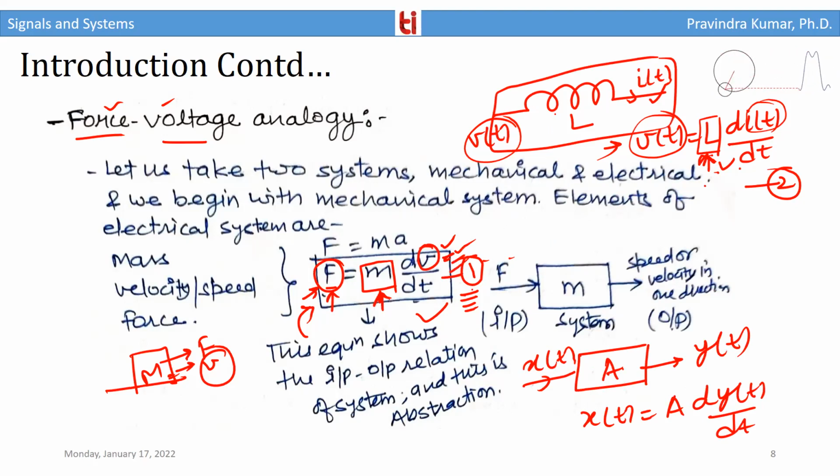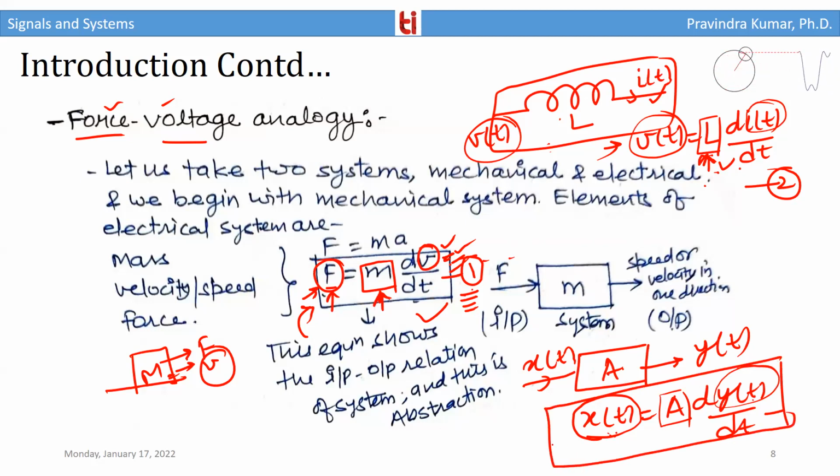If I compare these two systems, x(t) is the force in the mechanical system and x(t) is the voltage in the electrical system. y(t) is the current in the electrical system and y(t) is the velocity in the mechanical system, and the system is A. So what we are doing here is finding this kind of input output relation. Input is x(t), output is y(t).